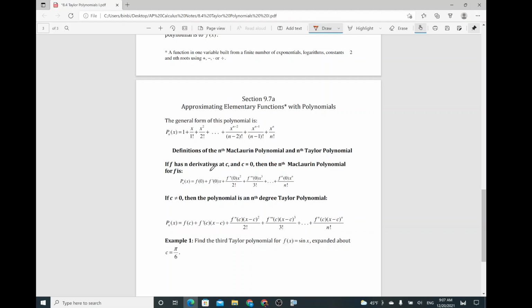So the definition of the nth Maclaurin polynomial and the nth Taylor polynomial, the comparison. The one that we just did has the value of c equals 0. If the value of c equals 0, then the Taylor polynomial just goes back to the Maclaurin polynomial. The Taylor polynomial normally is generated as f of c plus f prime of c times x minus c, so it's pretty much the same thing here. And then f double prime of c times x minus c quantity squared over 2 factorial.